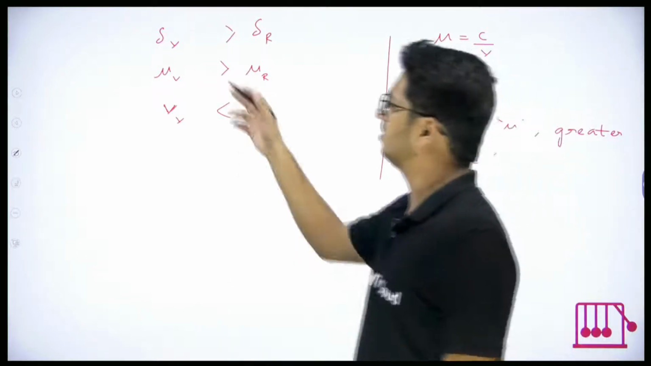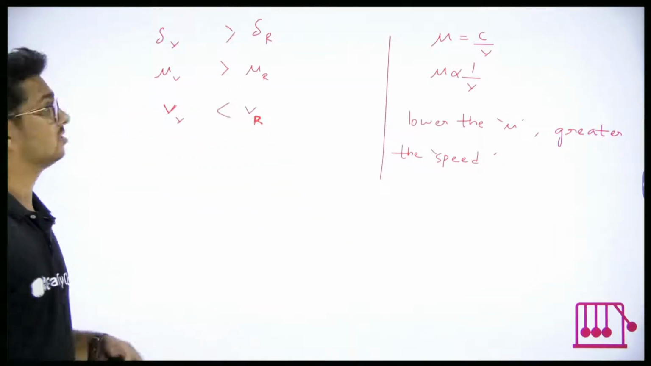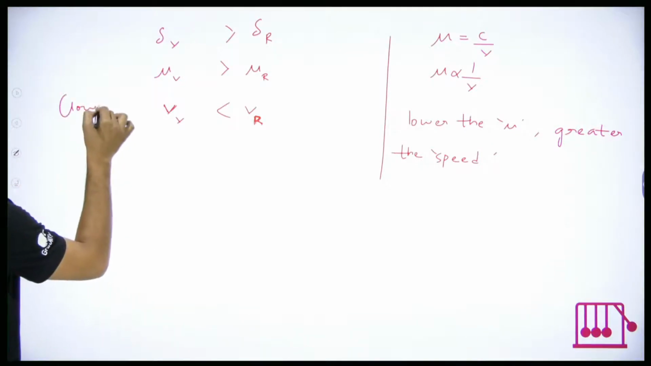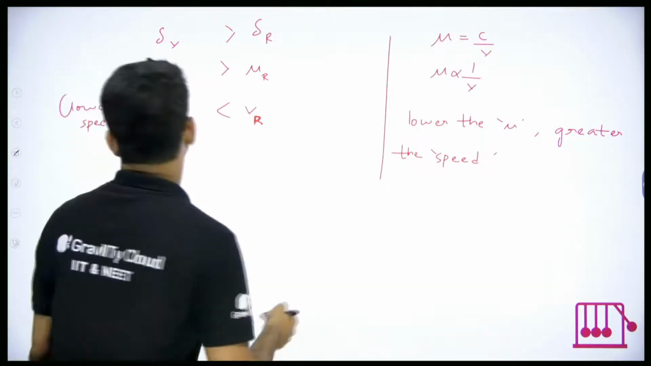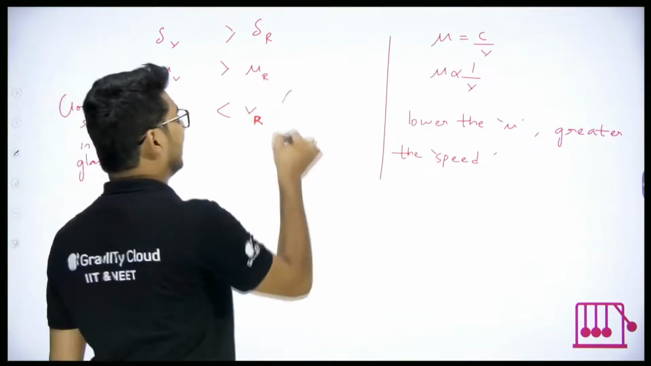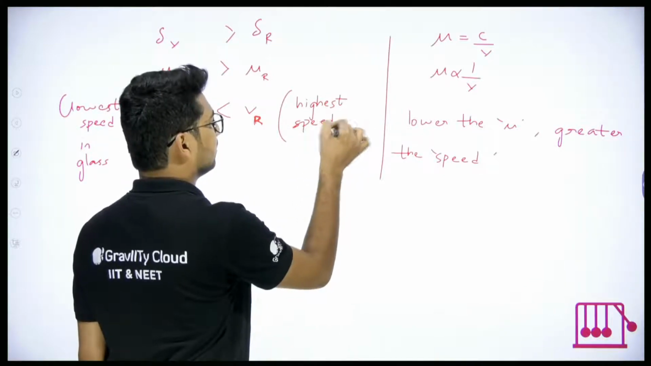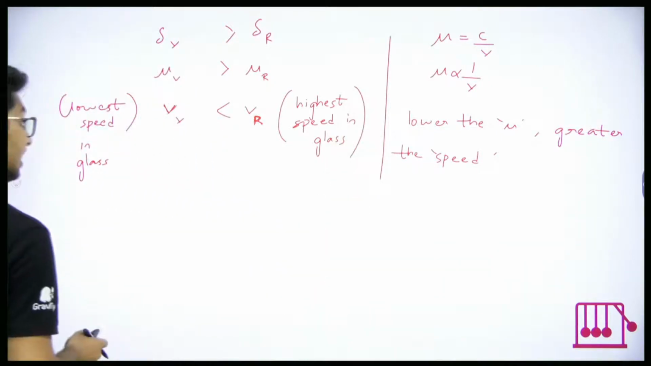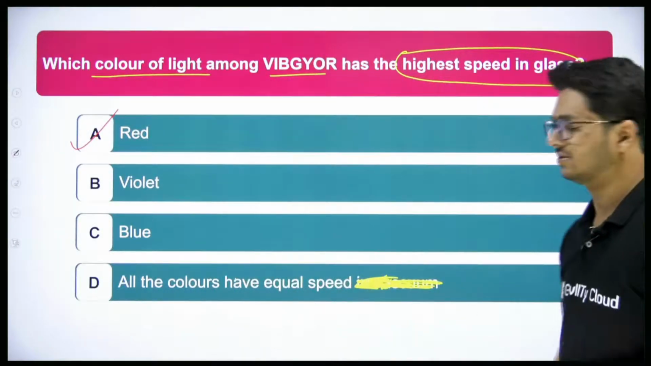So you have deviation, refractive index and speed, and the relation between them. Here which has the lowest speed? Violet. Highest speed? Red. Again, obviously, we are discussing among the VIBGYOR. Lowest speed in glass is violet, I have to be specific, and red is highest speed in glass. Got it? Good. And hence the answer is red. Red has the highest speed in glass.